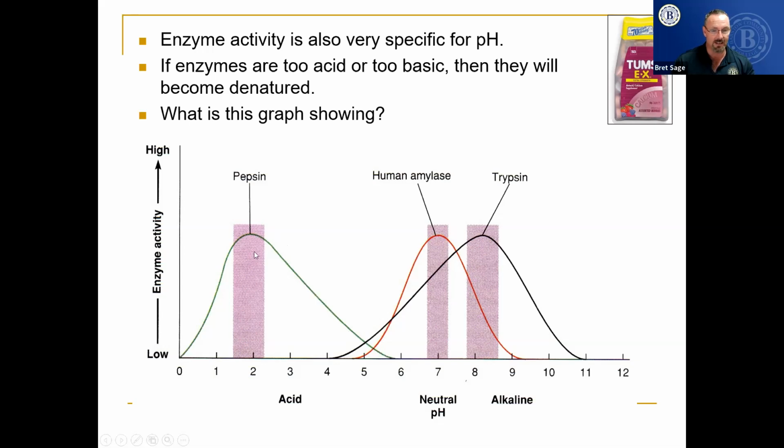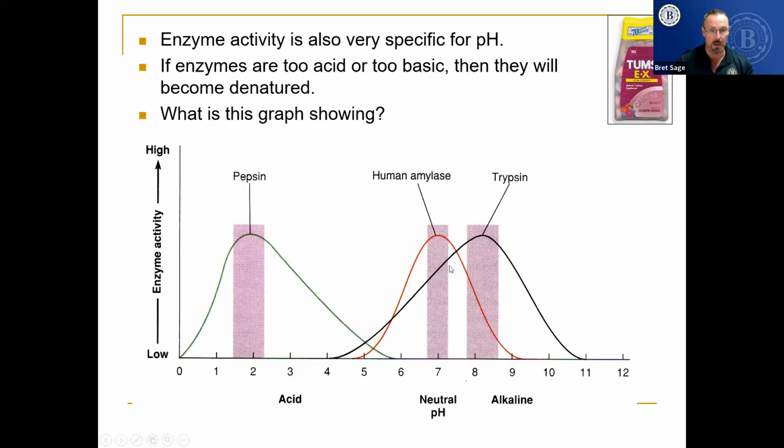So what it's showing is that each of these enzymes, the enzyme found in your stomach, remember your stomach has acid in it, right? So pepsin actually likes the acid. It breaks down protein in your stomach. But if it gets too neutral or even more acidic, it will be destroyed or denatured. The same is true for the amylase in your mouth and the trypsin found in your small intestine. If you get it too far away from ideal, it will stop working because it becomes denatured.